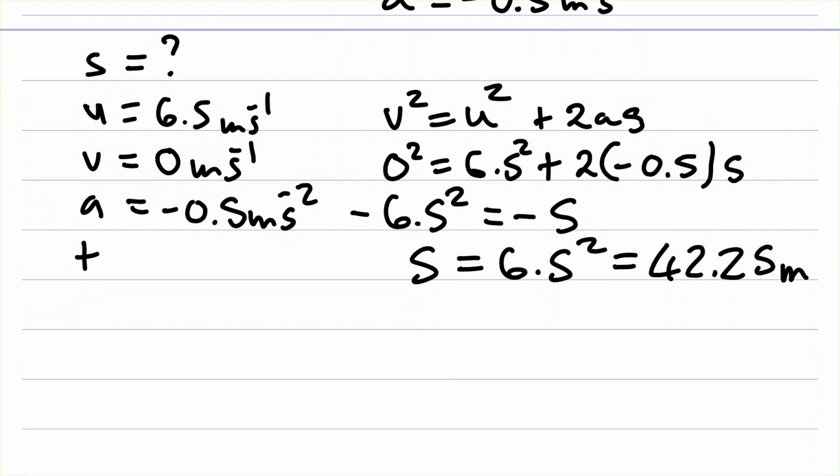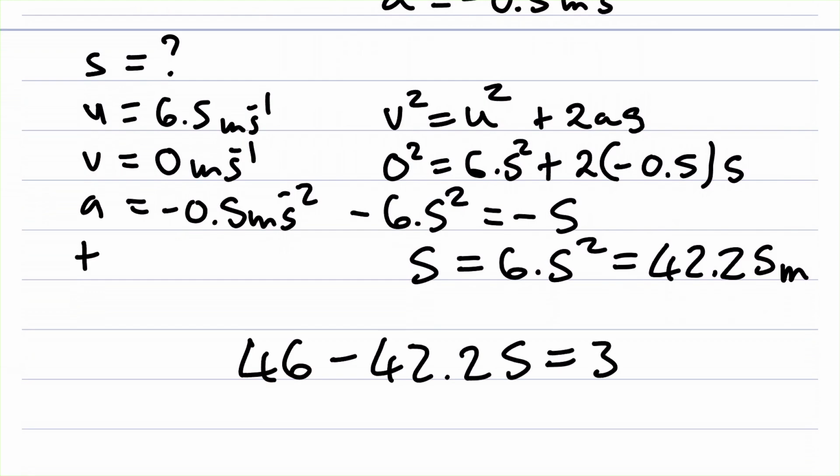So the distance between where the target is and the actual distance we moved would be 46, which we found at the beginning, minus 42.25, and that's going to equal 3.75 meters. That was the distance from the target.